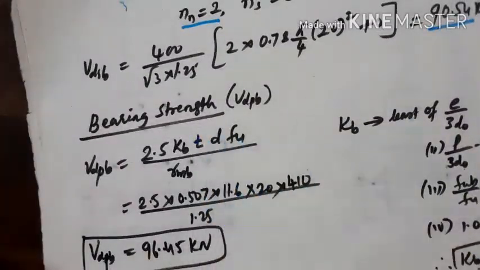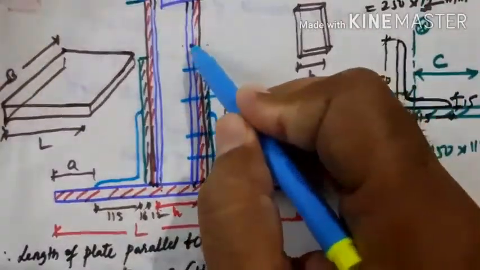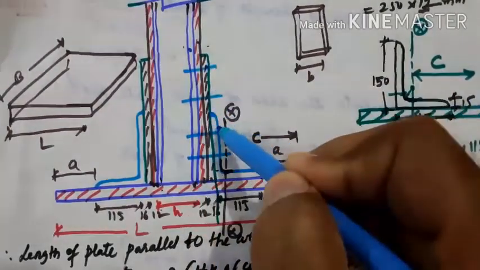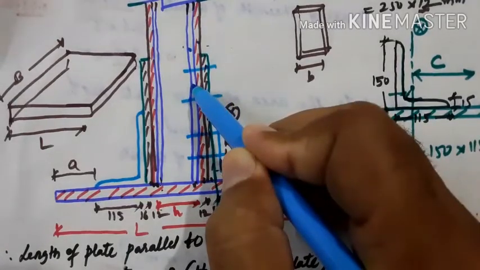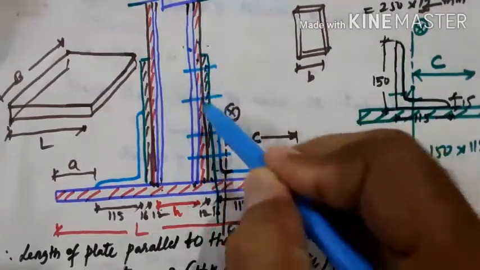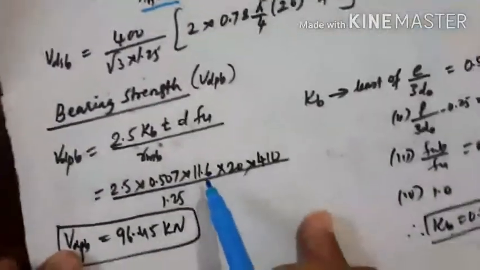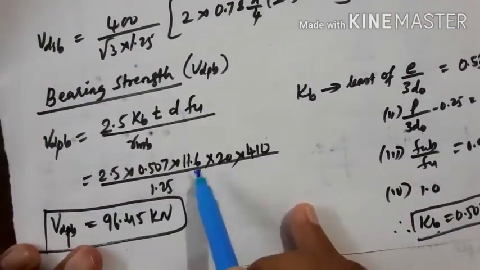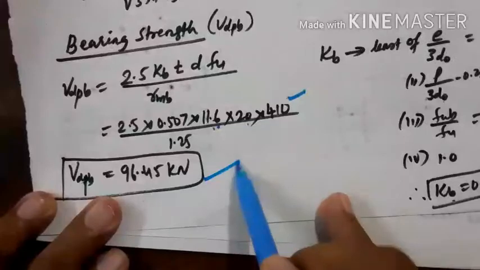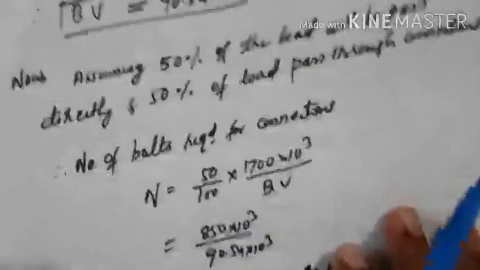And the thickness here, you have to take the minimum of all the thicknesses provided. Here the flange thickness is 11.6, then the plate provided is 12 mm, this is 16 mm, this is 15 mm. Among all four, the least is 11.6, so that least thickness is to be taken. Here I have taken the flange thickness, that is the least, 11.6, and the 20 mm diameter, then 410 is the ultimate stress of the plate. When you calculate, you will get the bearing strength. And the bolt value will be what? The minimum of the two.